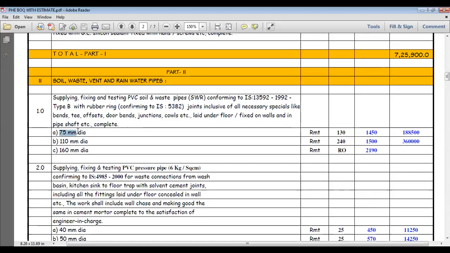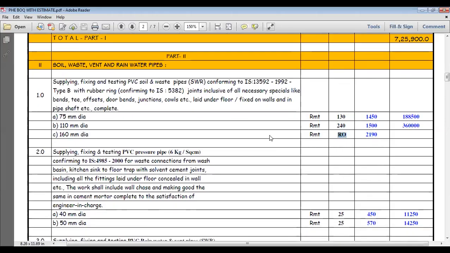So pipe size here: A 70 mm, B 110 mm, C 160 mm. So running meter: A 120 meter, B is 240 meter. So for 160, the quantity is not there. So that's why they put rate only. There is no quantity used in this area, so they put rate only. Suppose this quantity comes into use, then they have to use this rate. So that's why they put like that.